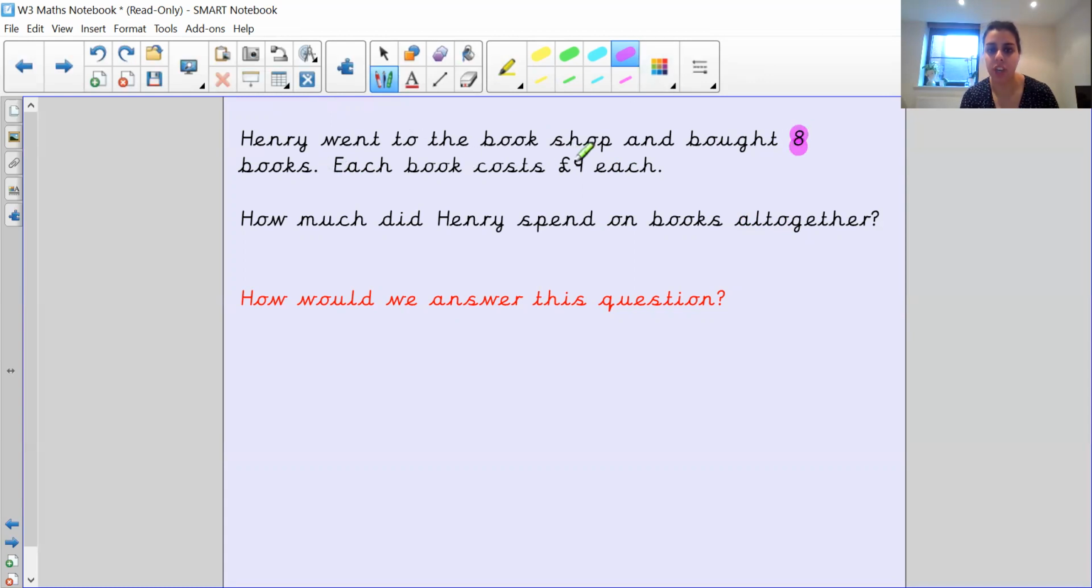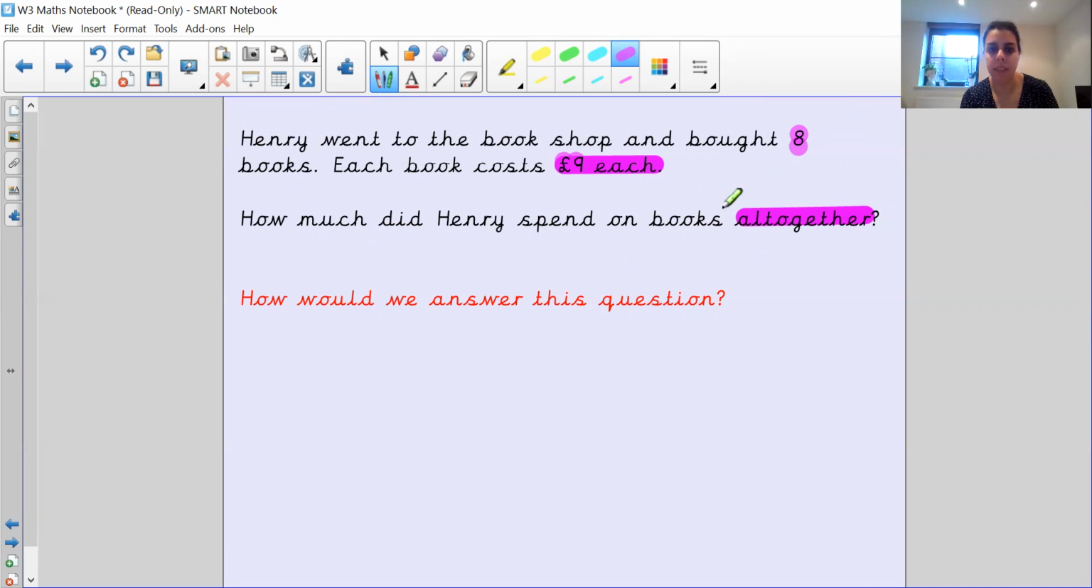Each book costs £9 each. That's an important part of my question. How much did Henry spend on books altogether? Now, when it says altogether, that means you're going to put things all together. Now, if you imagine that you have 3 pens here and 4 pens here, and you're putting them all together, that one would be adding, or if you need to put groups of things together with another lot of groups together, like in yesterday's lesson, you'd be multiplying. So when it says all together, your answer is always going to get larger. That's a little clue to look for, so you know if it's going to be adding, multiplying, dividing, or subtraction.